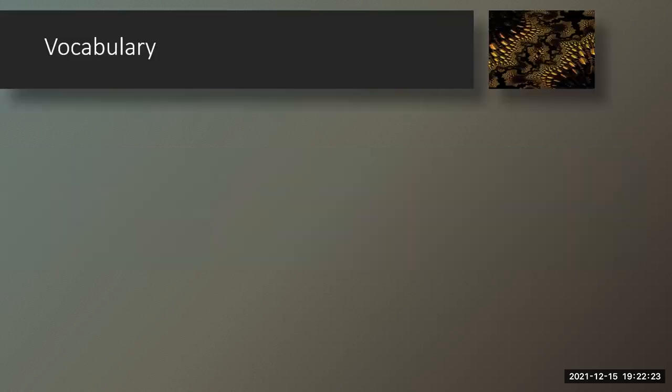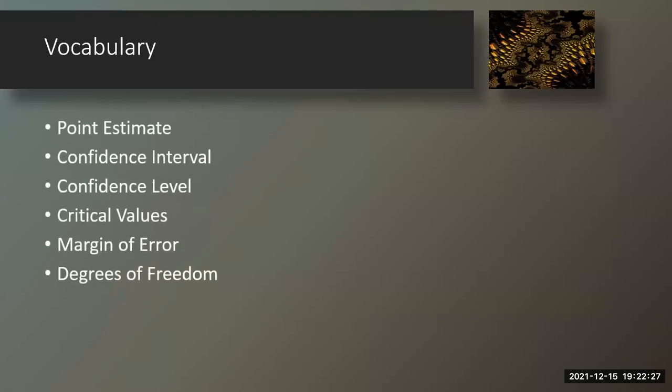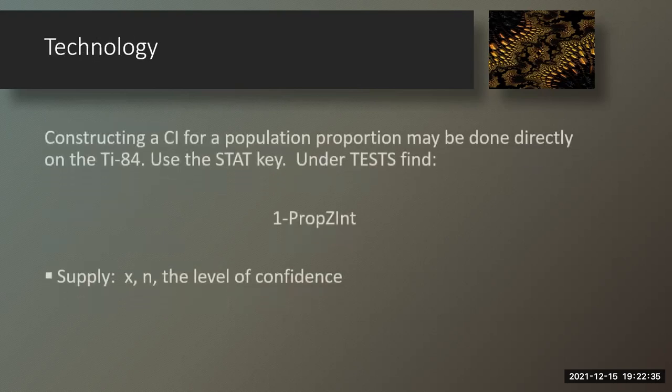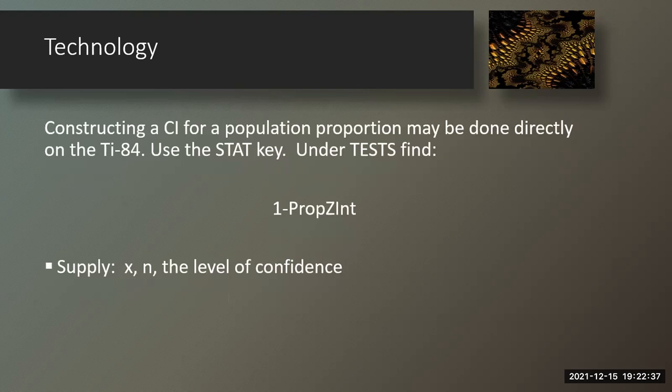I might run a little bit over here, but not long. We have some vocabulary: point estimate, the confidence interval, the level of confidence, critical values, margin of error, degrees of freedom. So we can construct a confidence interval for a population proportion using your TI-84, using the one prop Z interval tool. I need to supply X and N and the level of confidence.